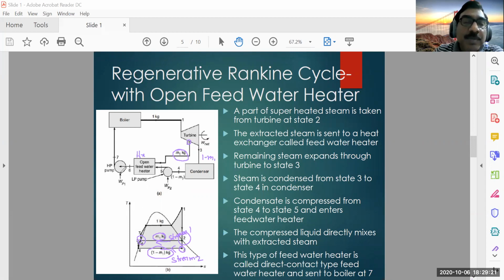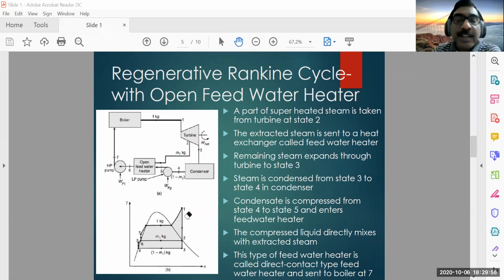And then another pump. This is the second pump. This is the first pump. This is WP2, and this is WP1. The second pump is again compressing this one to the boiler pressure. So you have to understand each and every stage correctly, what is happening in this particular cycle. Very, very important. If you make a mistake in this one, you will be unable to do the problem.